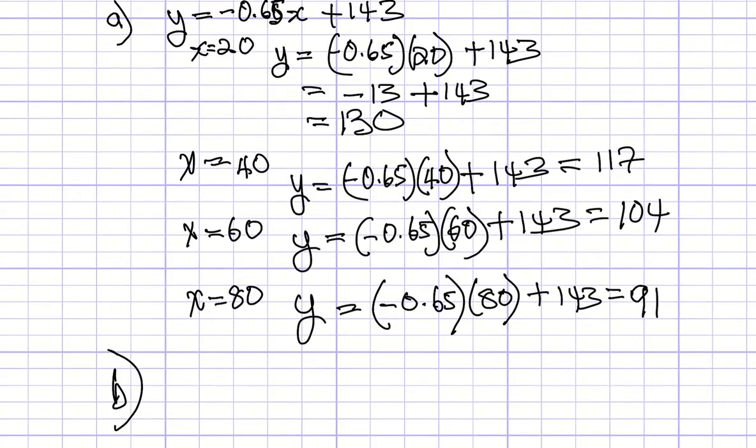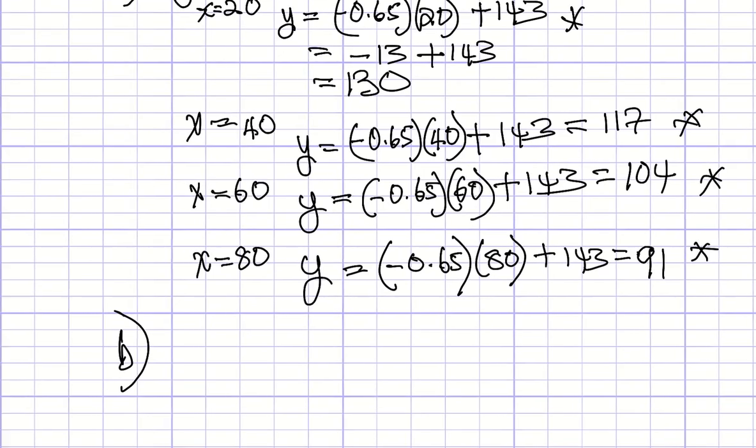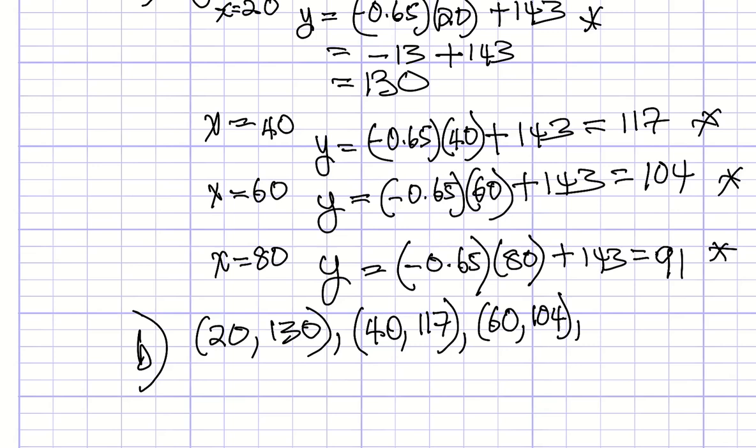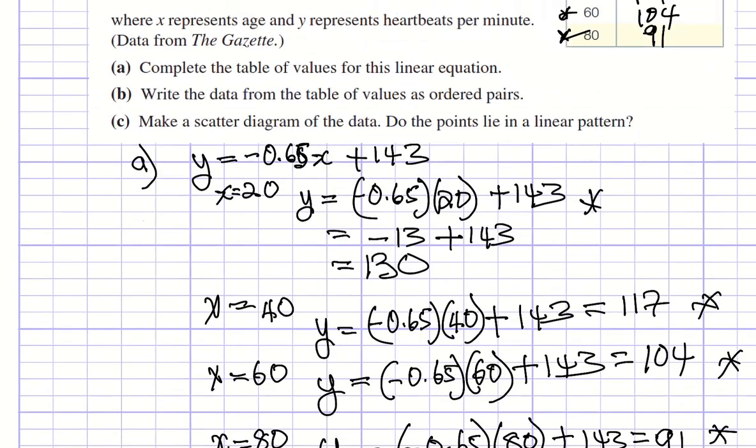We got it here, we got it here, we got it here. The first one is what? X is 20. So it's 20, 130. The second one is X is 40, and then 117. The third one is X is 60, then 104. The last one is X is 80, then 91. You see that? Those are the ordered pairs for B.